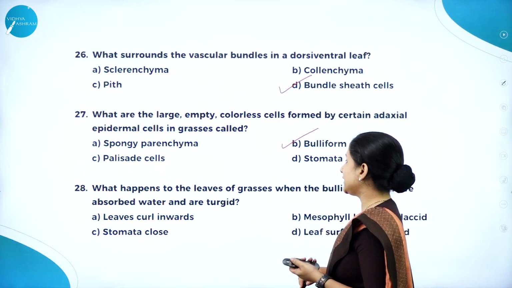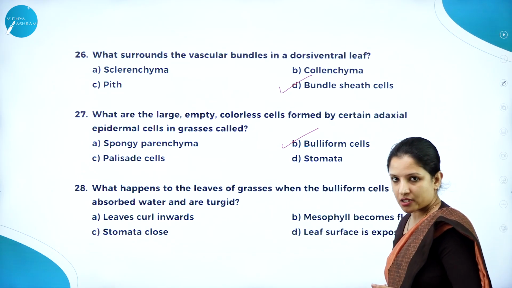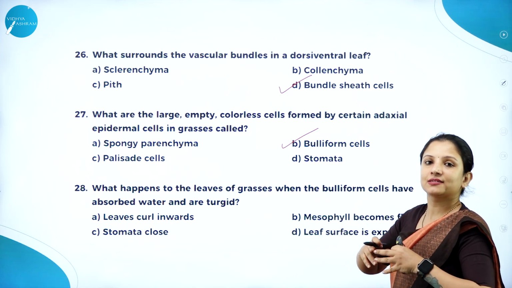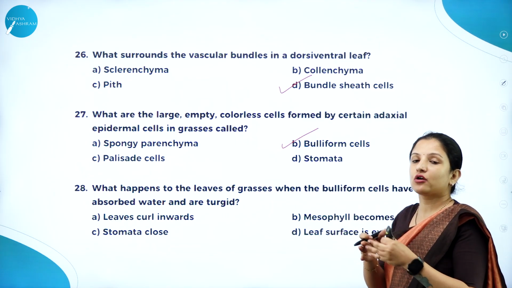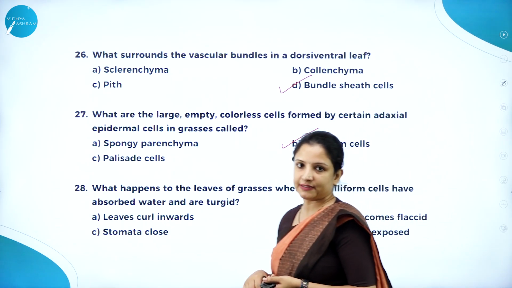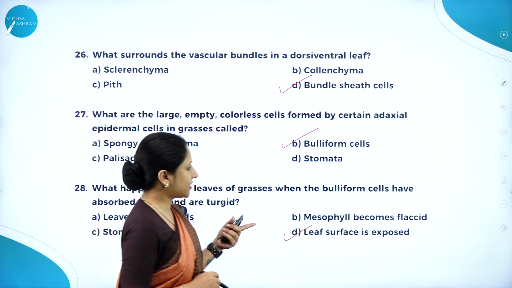Next question. What happens to the leaves of grasses when the bulliform cells have absorbed water and are turgid? When the bulliform cells have absorbed water, these cells tend to swell. When they swell, the surface area of the leaf increases, therefore exposing the leaf surface. Meaning, option D, the leaf surface is exposed. That is the right answer.